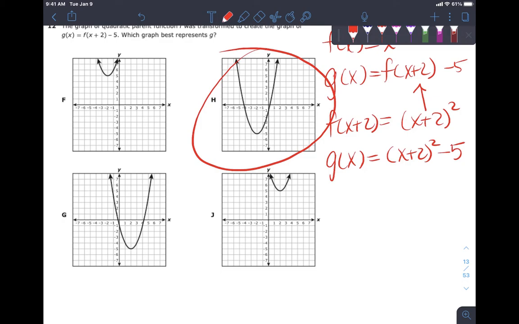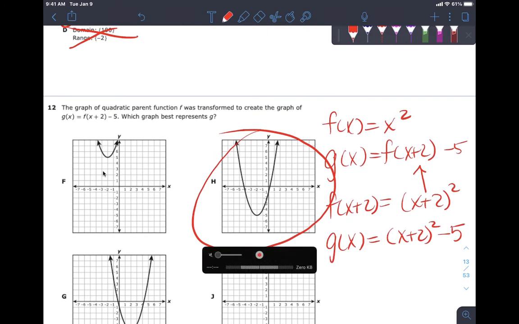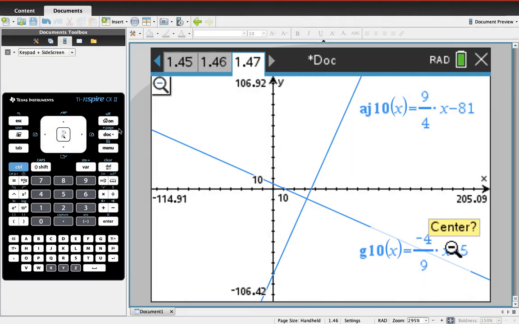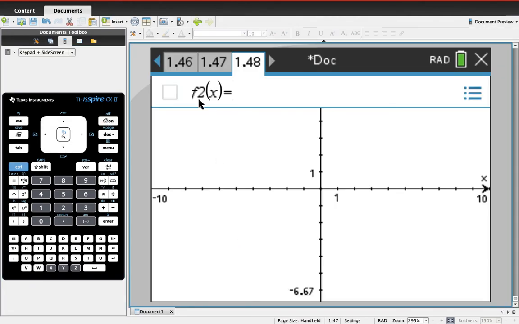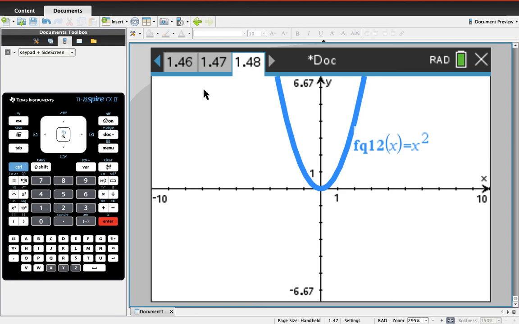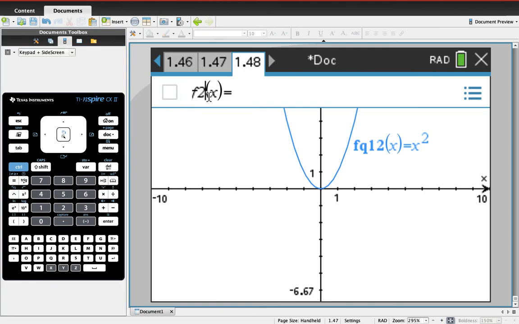I just want to verify that's what the graph looks like. So I'm going to go ahead and start a new graph. I'm going to say this is from question number 12. So the function from question number 12 is going to be equal to x to the power of 2. So that's my parent graph. And now I'm going to go ahead and create g. I can type it in exactly as they have it. So g from the question number 12 is going to be equal to f from the question number 12 of x plus 2 minus 5.